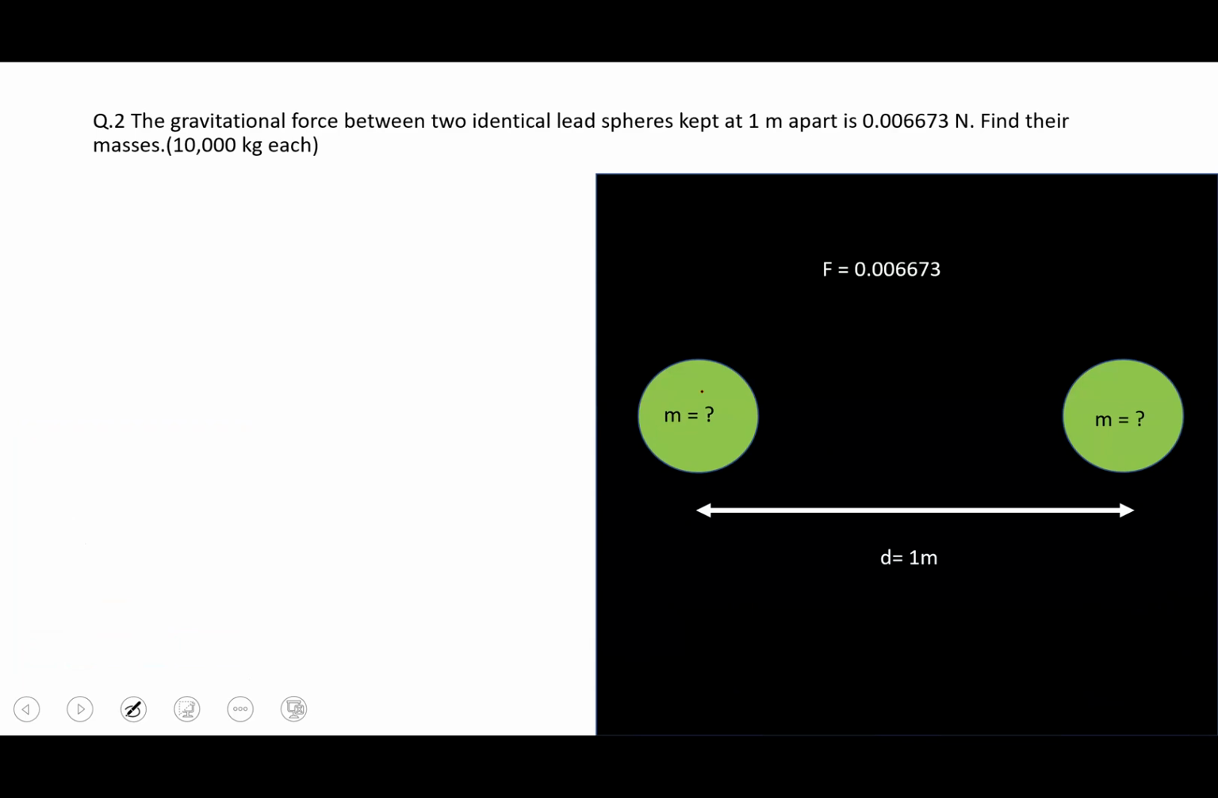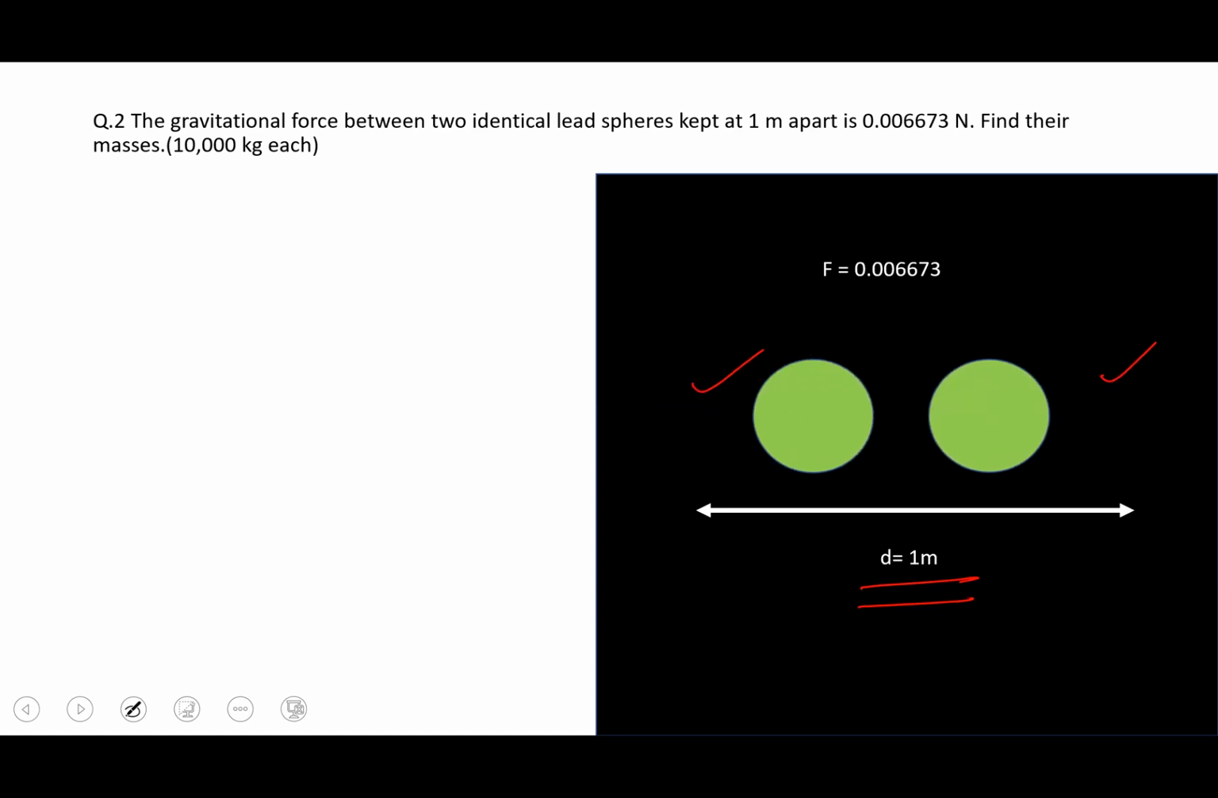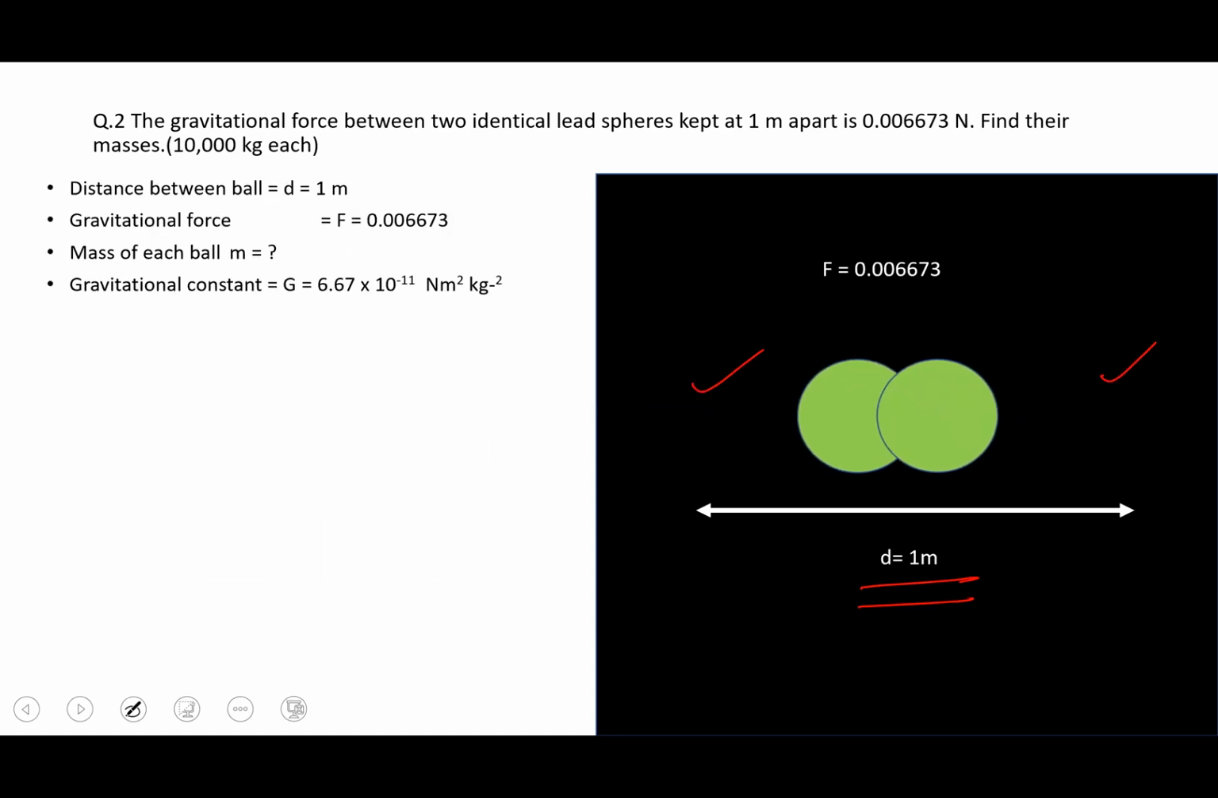In this case, the mass of this sphere, which is made of lead, and the mass of this sphere, which is also made of lead, and we have the distance between the two spheres, which is 1 meter. But the force of attraction is still there, so they are attracting each other. So for that, let us look at the data. The data which is given to us: the distance between the balls, d, is 1 meter. The gravitational force is 0.006673 Newton.